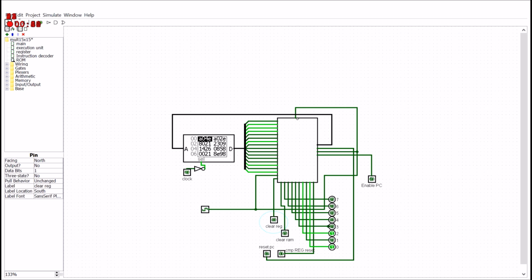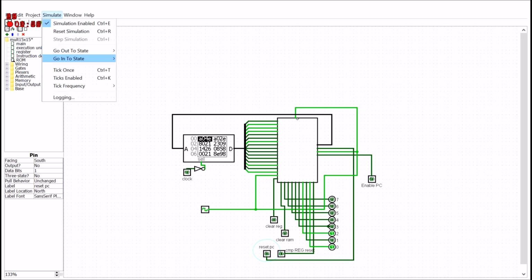Right here you'll see, believe it or not, this is 5 times 5. This is going to be doing the multiplication. And just to prove it to you, the first input is here, and the second input is also 5. Then you'll see it changes from there. So, let's go ahead and simulate this.